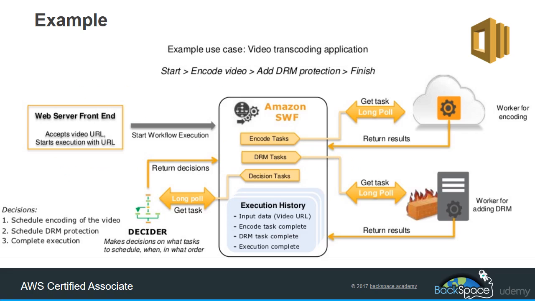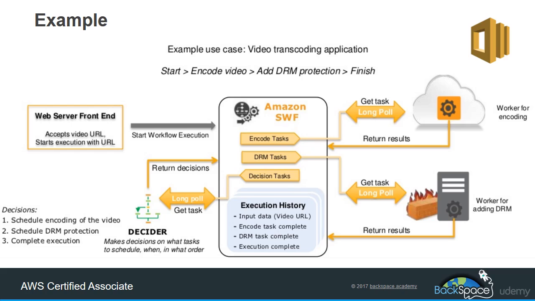So what does an example of an SWF workflow look like? Here is a very simple example that was on the AWS website. It's for a video transcoding application. It's a very simple process that just grabs a video, encodes that video, and adds digital rights management or copyright protection to that video, and then it finishes.